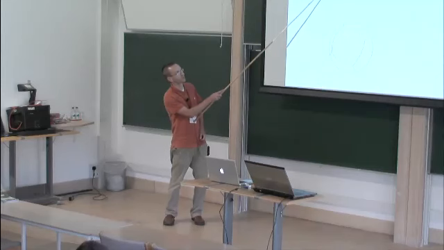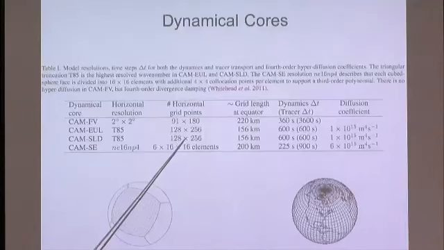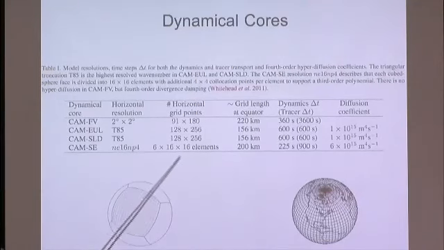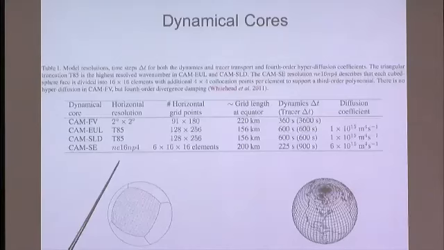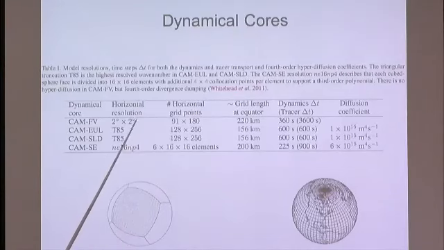For the finite volume, we ran it at 2 degrees. For the Eulerian, the spectral truncation was at 85. So as you can see, there's a few more grid points for the spectral transform models. The effective resolution was a little bit higher for those. And then for CAM-SE, we had a 16 by 16 grid on each one of the faces of the cube, which corresponded to just about the same resolution as the 2-degree finite volume one.